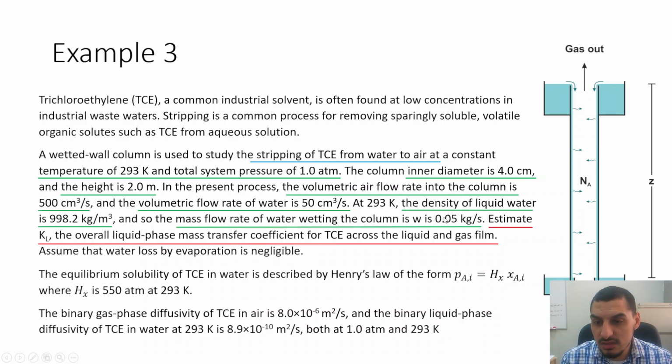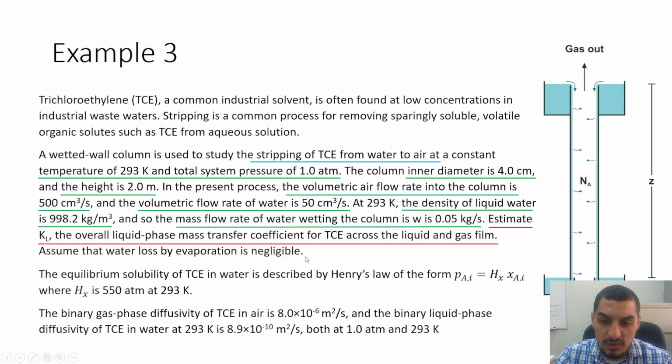We need to estimate, this is the requirement, or what we need to do is to estimate KL, which is the overall liquid phase mass transfer coefficient for TCE across the liquid and gas phase. So we have mass transfer from the liquid phase to the gas phase, so we need to calculate the overall mass transfer coefficient. If you recall, we did this in chapter 27 when we were discussing the convective mass transfer coefficient between phases. And what we did before was solving the problem given that we have the mass transfer coefficients. In this problem, we will see how to calculate the mass transfer coefficient for the two phases.